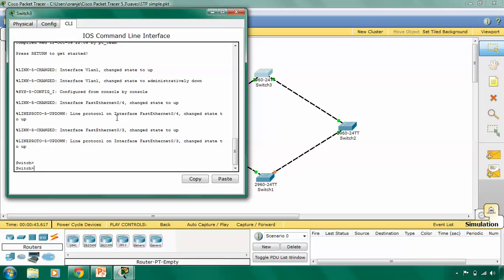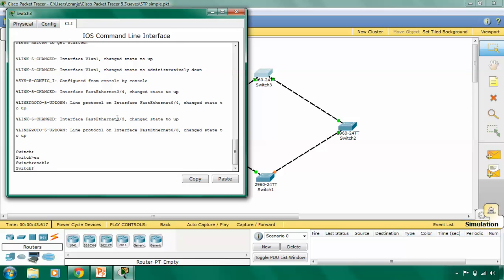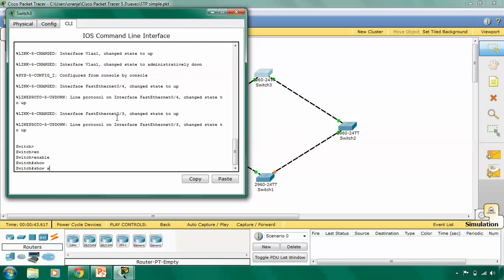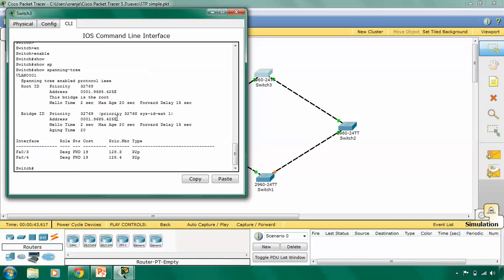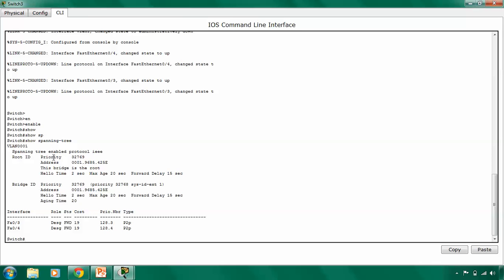Let me go into the first switch, and let me type the command show spanning-tree. This is going to show me the details, the information that this switch contains about spanning tree. There are various other commands related to spanning tree, but this is a very basic command through which you get to know the basic stuff about spanning tree and its bridge ID, who is supposed to be the root, and what are the port states of the ports involved in the switches.